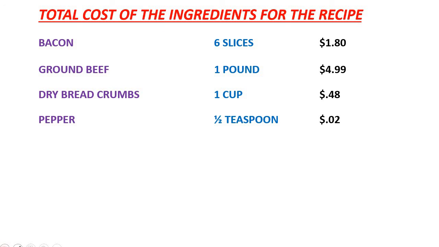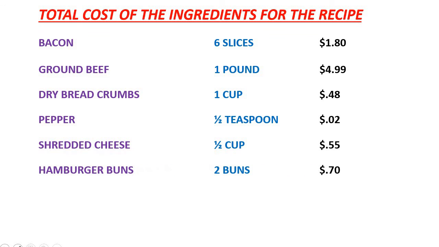The pepper, we needed a half a teaspoon. It cost us a whopping 2 cents for that half teaspoon of pepper. Then we went to the shredded cheese. We needed a half a cup of that and determined that it was 55 cents for that half cup. And then our hamburger buns, we needed 2 of those, and so the total for those 2 hamburger buns was 70 cents.